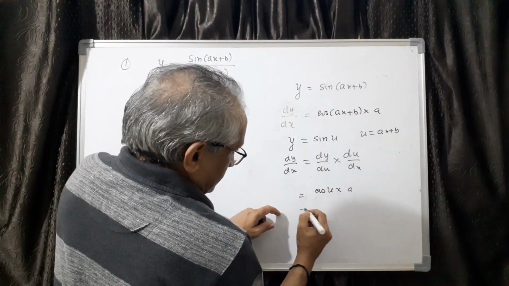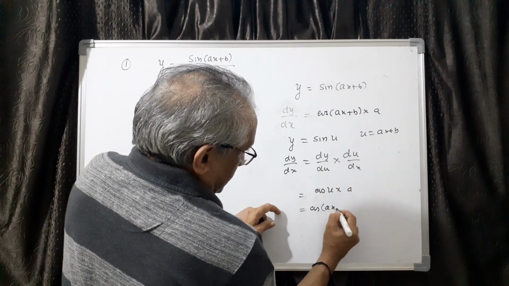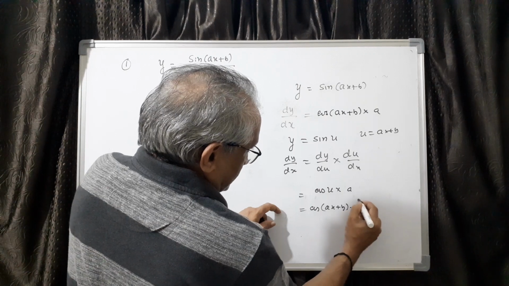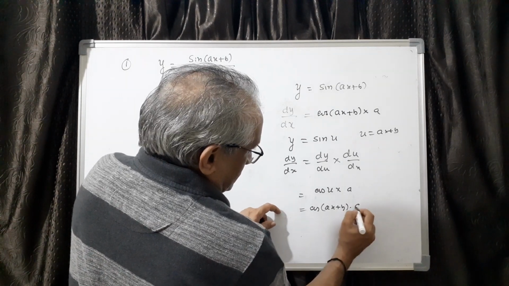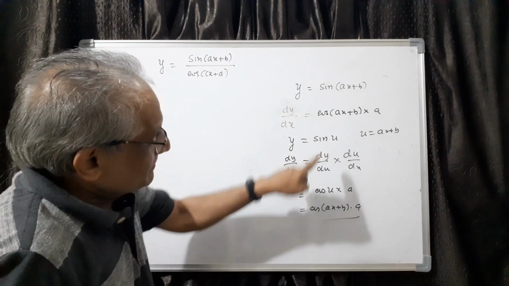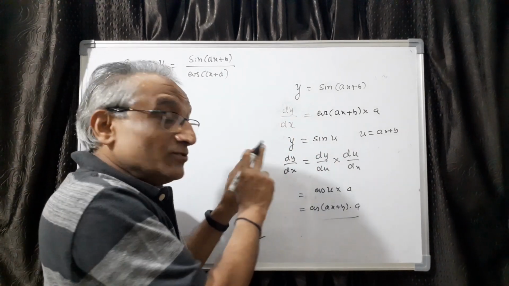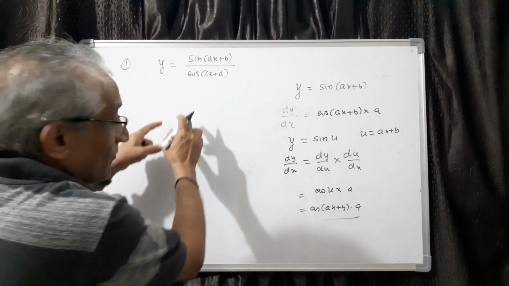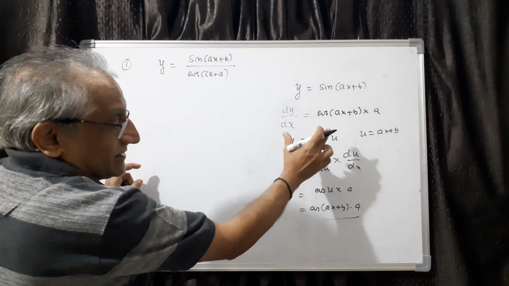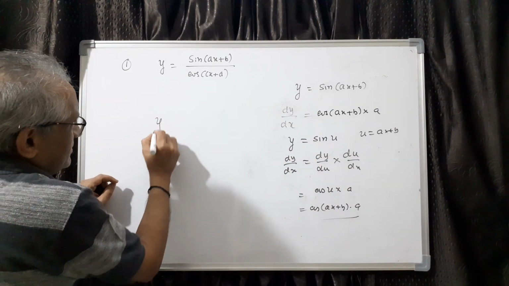u is ax plus b. So cos of ax plus b into, sorry, a. So this is the answer. Same thing you are getting here. Therefore, this rule, if you remember, all the steps you need not write. Directly you can write this one. Say any function you can do.